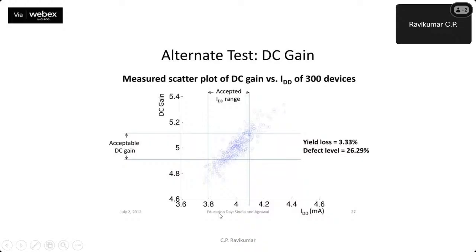On the x-axis is the supply current, and on the y-axis is the DC gain. When you build a scatter plot, perhaps there is a way to draw a line somewhere and say, this is our regression model. And we may be able to write that these are the acceptable DC gains, and as a result, this is the acceptable IDD range.